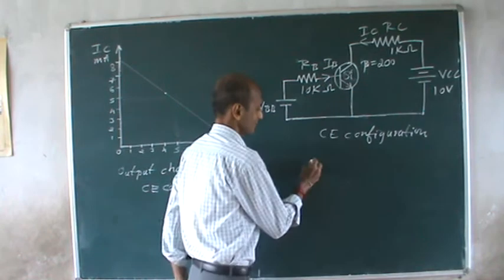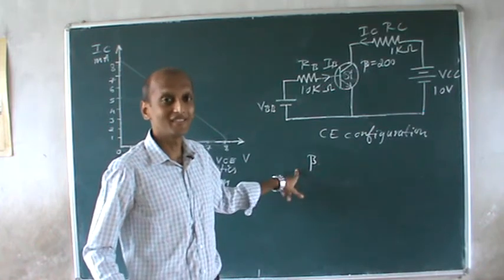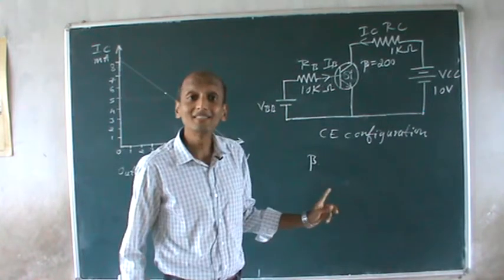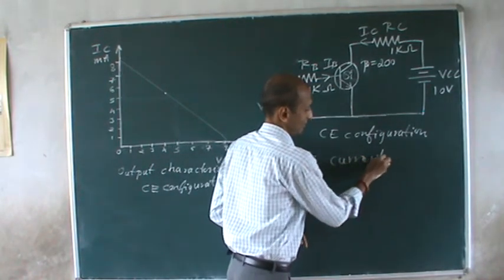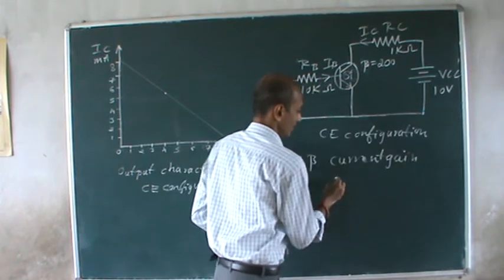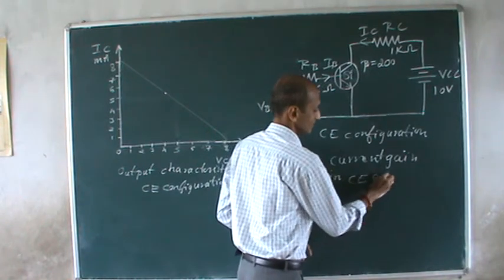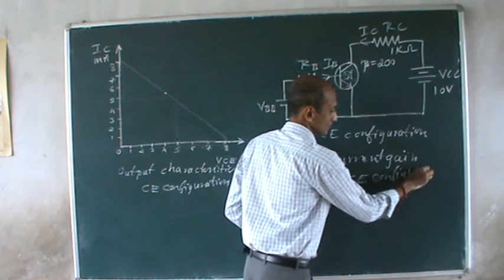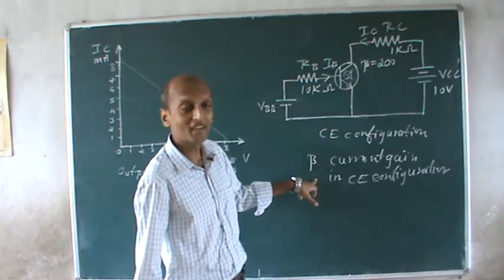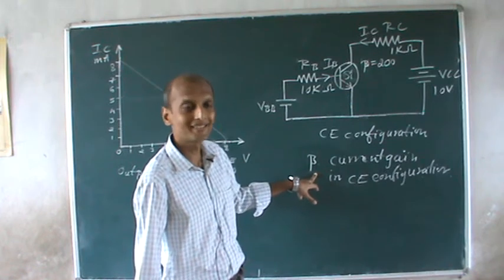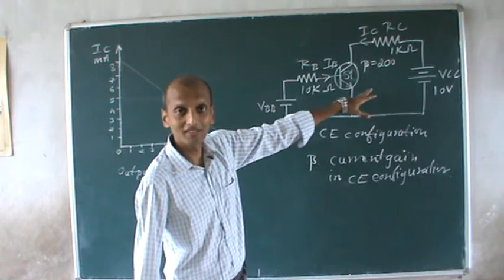What is beta? We have studied this in our previous year. Beta is the current gain of your transistor, in which configuration? CE configuration. Isn't it? Yes. So beta is the current gain of your transistor in CE configuration.